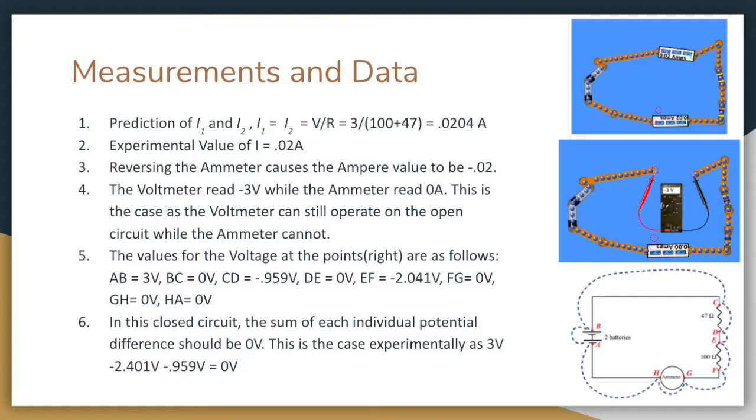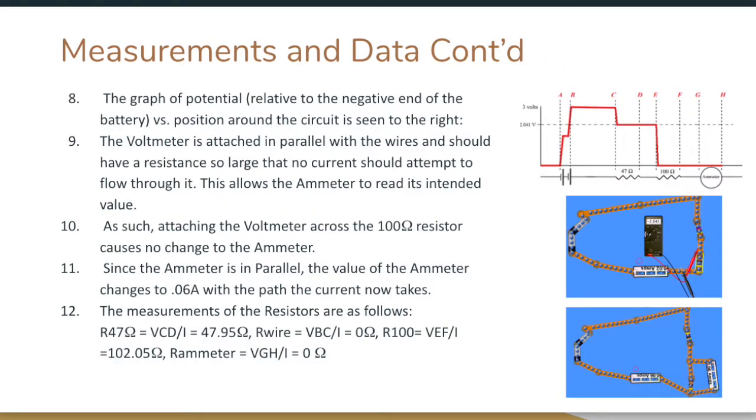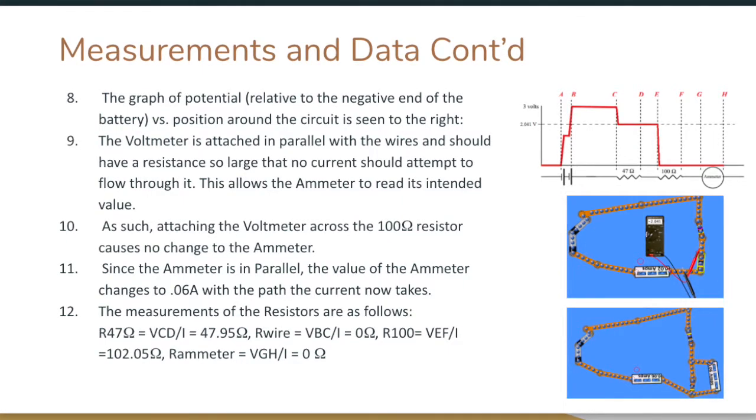When calculating the values of the change in voltage between the points shown in the third image, these are the results, and the sum of all the voltages adds up to 0 volts as it should. Using the values shown in the last portion, the graph of potential versus position around the circuit is seen to the right.